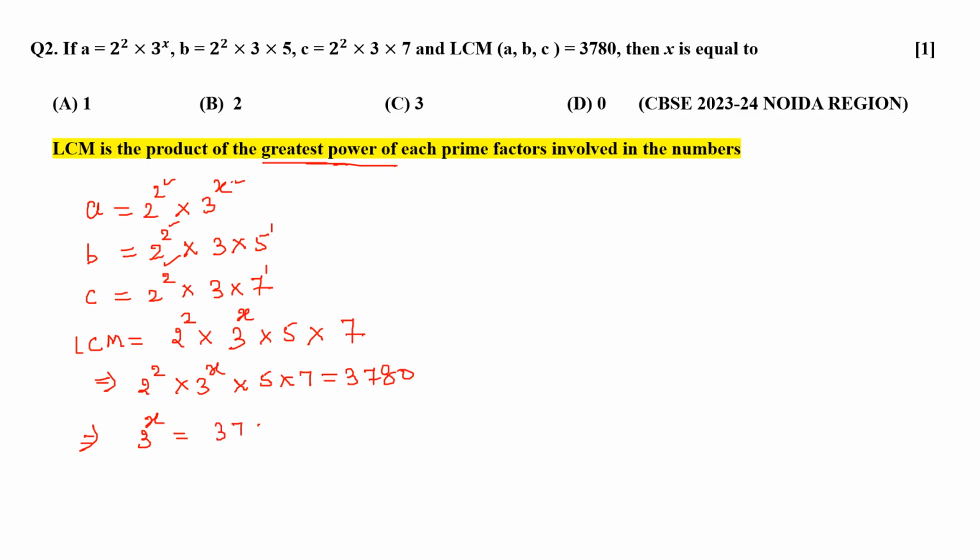So it is 3780. If I transpose this, this and this, multiplication will change to division. So 2 square will become 4 into 5 into 7. Okay. Now start simplifying here. So if you simplify here, you will get, this complete simplification if you do.